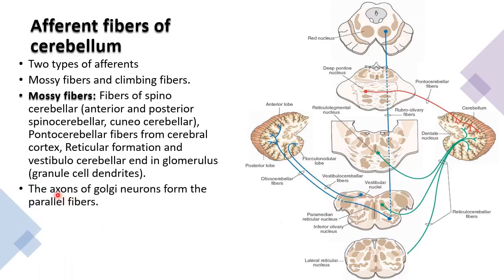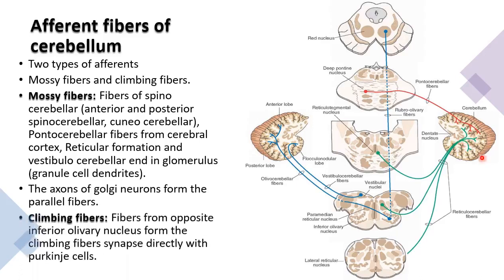So the axons of the granule cells, as I told you, form the parallel fibers which you have already seen. So that is mossy fibers, after their synapse, the axons of the granular cells. Climbing fibers from the opposite inferior olivary nucleus synapse directly with the Purkinje cells. So they don't take part in this glomerulus, and instead they directly go. That is why I am again and again repeating these climbing fibers.